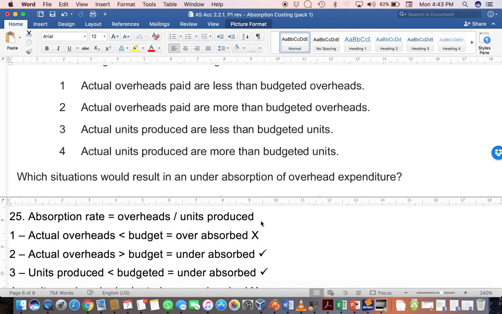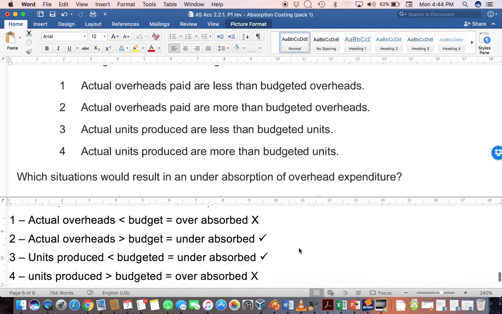Number three, the units produced were smaller than budgeted. If we look at our calculation here, you can see that this is the denominator, and if in reality you have fewer units to allocate these costs across, and you haven't factored that in when you were budgeting, it means that you would have under-absorbed, because again, your absorption rate should have been higher than what it actually was.